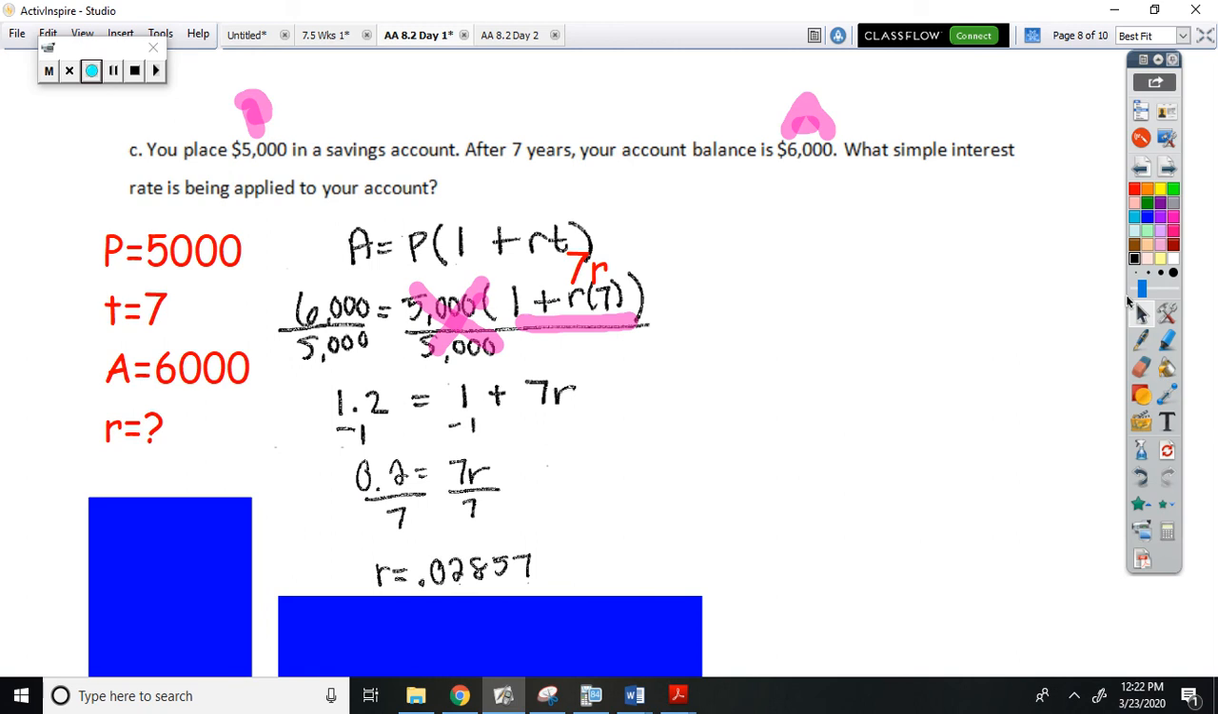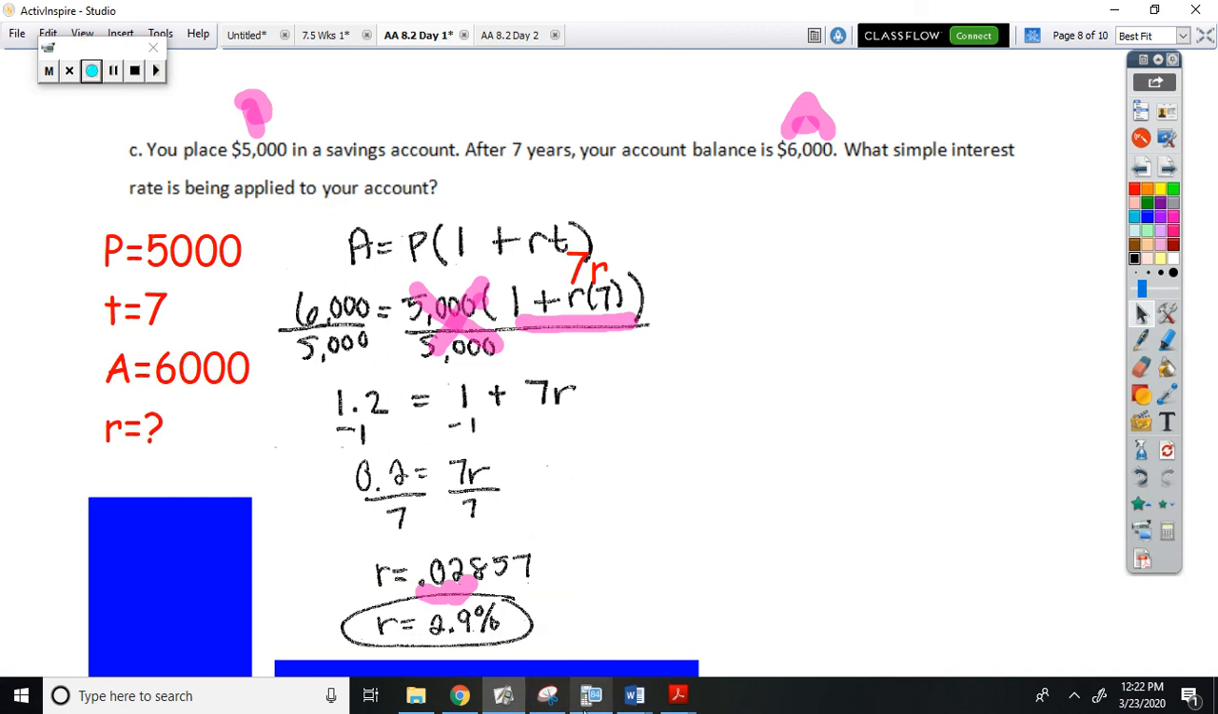Now your final answer this time is going to need to be converted back to a percent. So at the very end of this problem, we need to multiply by 100 or move our decimal 2 spaces over, making this 2.857%, which I rounded to be 2.9%.